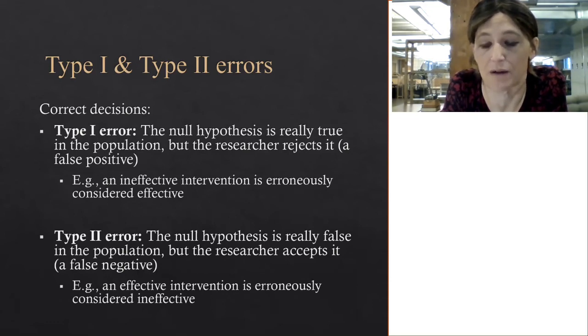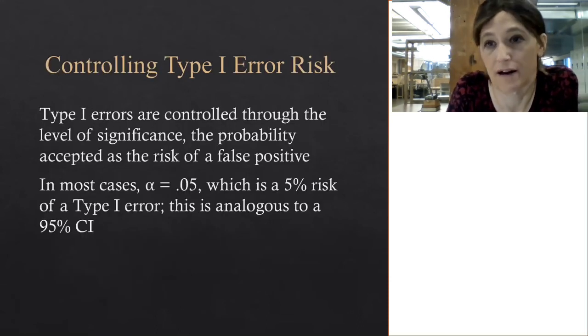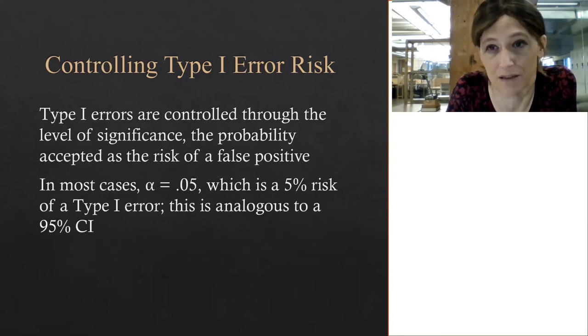And as we'll see, there are ways to control error, to control type 1 error. It's set by the level of significance. So I said 0.05, we can change it to 0.01, we can change it to 0.001, but again, we're still going to have some degree of risk of making a type 1 error.